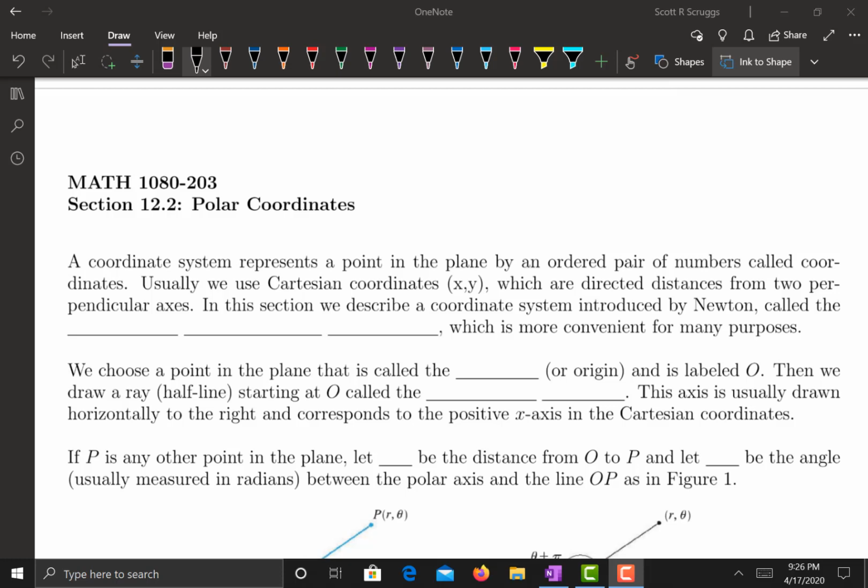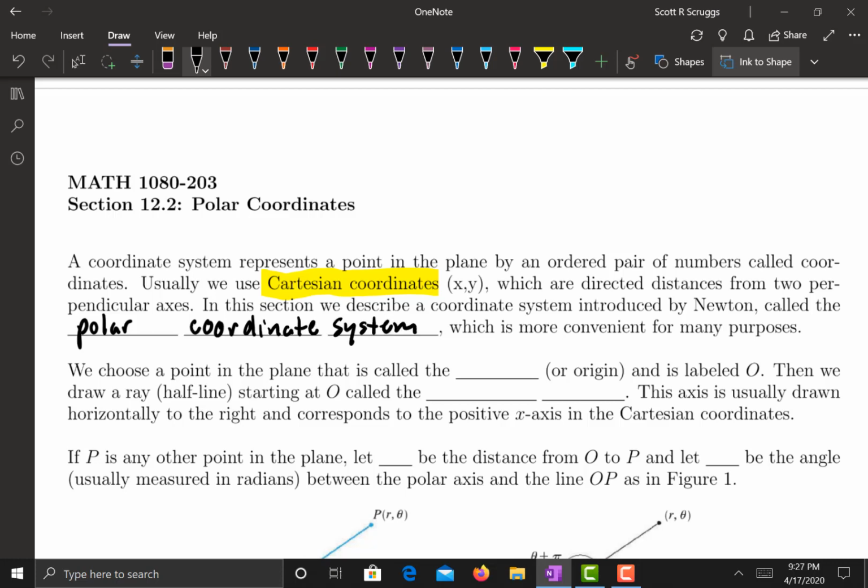And so the coordinate system that we've done back in the day is called the Cartesian coordinate system, where we have direct distances for two points, and they're both on perpendicular axes. Newton back in the day, though, described a brand new coordinate system called the polar coordinate system.